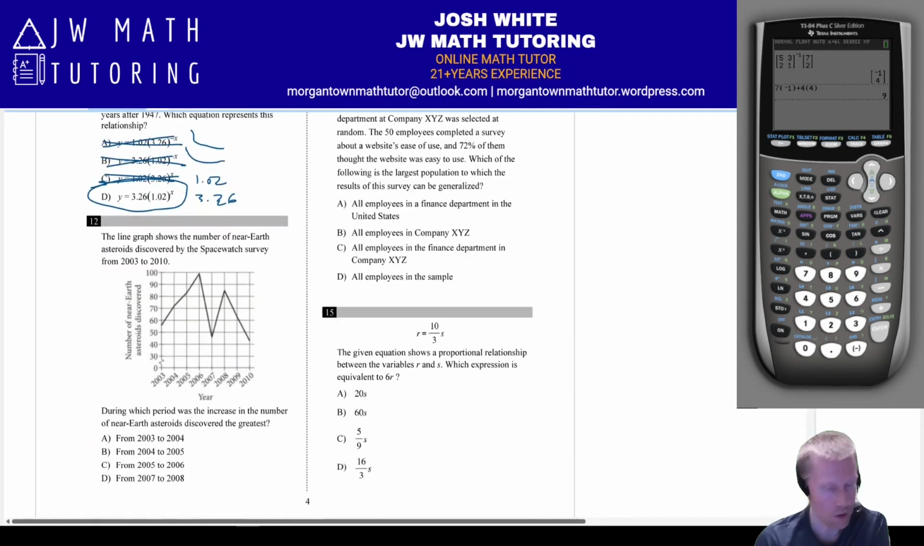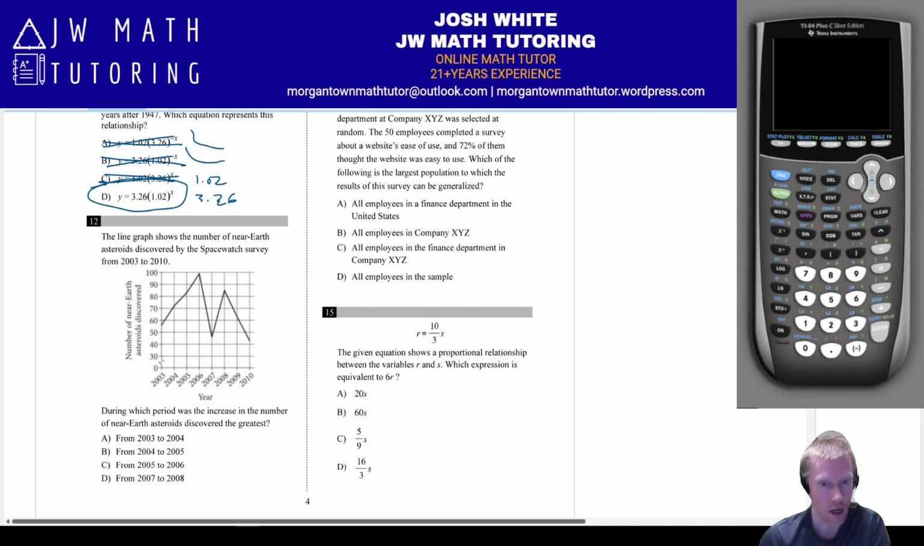All right, below that, question 12, we have another graph here. This one has a bunch of up and down lines on it. And so this one wants to know, which time period between these 2 years had the greatest increase in number of asteroids. So really what you're looking for here, since these are all 1-year periods, meaning if you think about slope like rise over run, the run for these is all the same. It's all one. It's 1 year. So you're technically looking for which of these segments has the steepest rise.